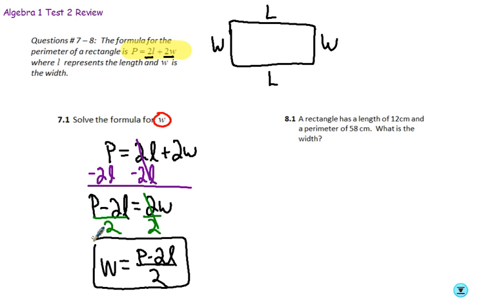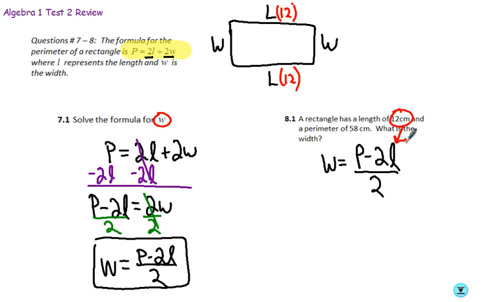Now what number 8 is saying is take what you just got and plug it in. So we're going to do some substitution here. It says that the rectangle has a length of 12. So let's pretend for a second that if that were 12 and that were 12, I'm substituting that in for L. And then a perimeter of 58, meaning if you went all the way around, it would be 58. So I'm going to substitute that in for P. What we're looking for is what the width would be.